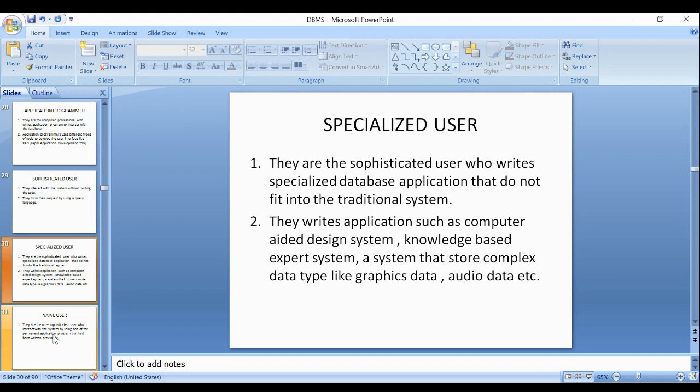Now coming to the third one, that is specialized user. They are the sophisticated users who write specialized database applications that do not fit into the traditional system. They write applications such as computer-aided design systems, knowledge-based expert systems, and systems that store complex data types like graphics data, audio data, etc.